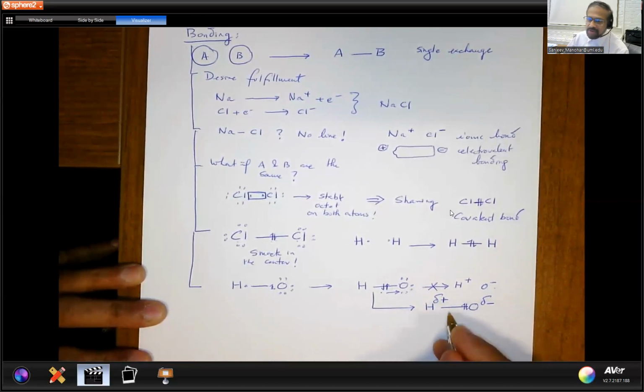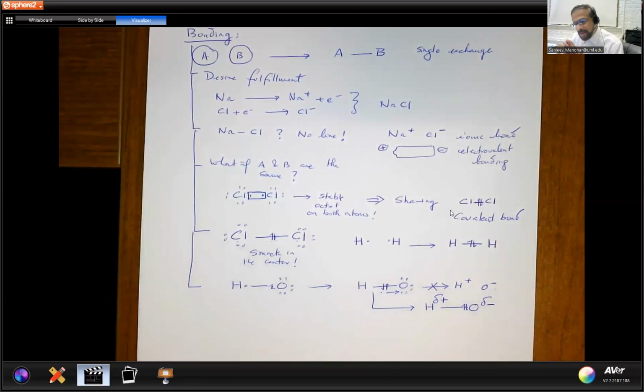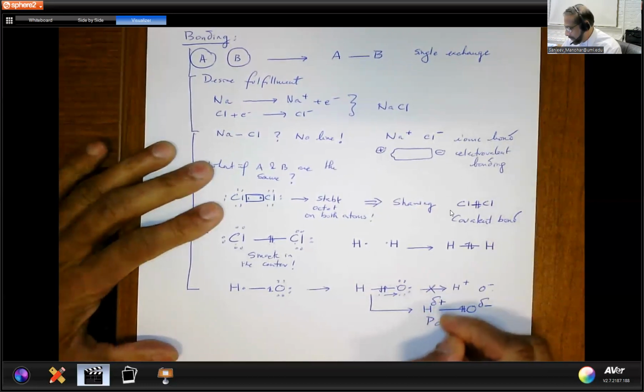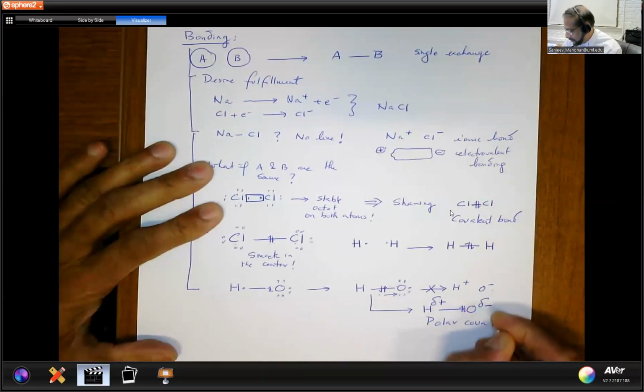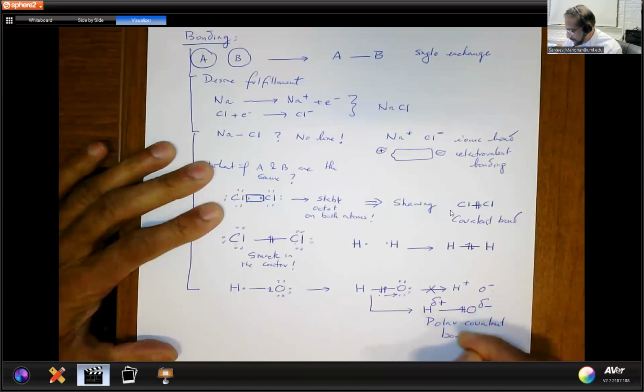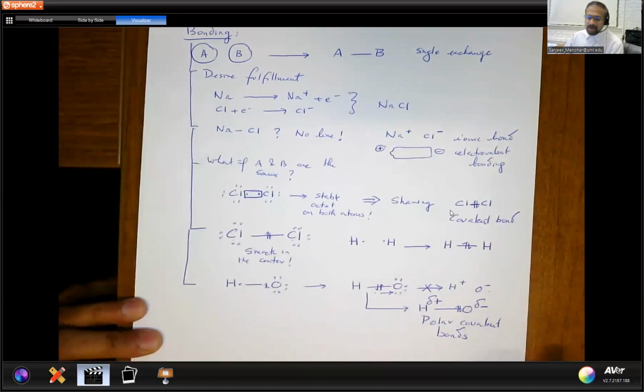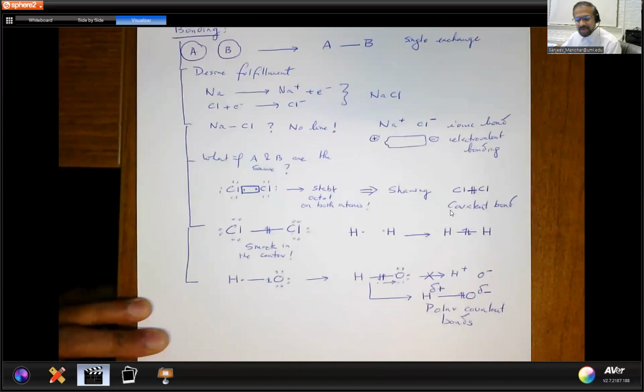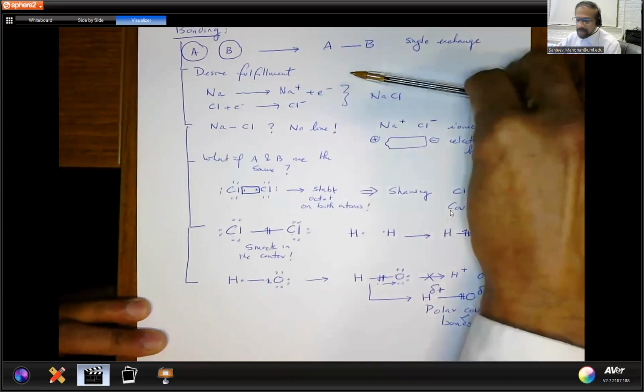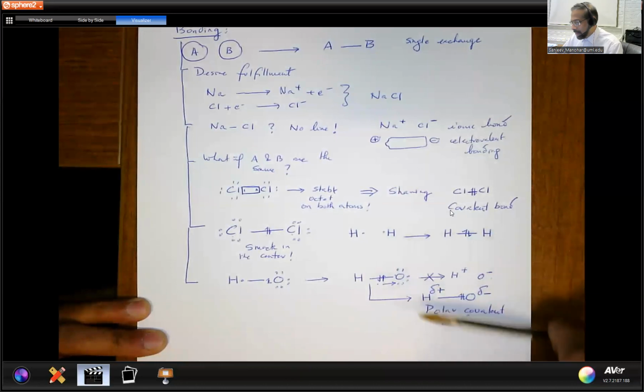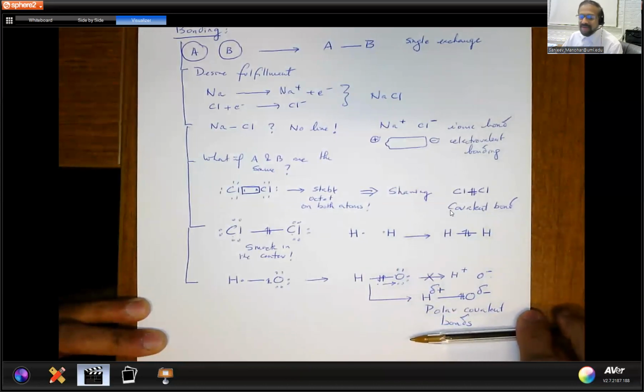These types of bonds where the electrons are shared, but the sharing is kind of on one side, are called polar covalent bonds. The magnitude of the polarity depends on how negative the negative one wants to be, how much it wants to take the electron. If it's too negative, it takes the whole electron and becomes an ionic bond. So that's the difference between an ionic bond, a covalent bond, and a polar covalent bond.